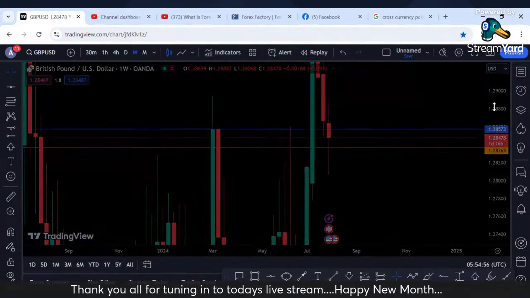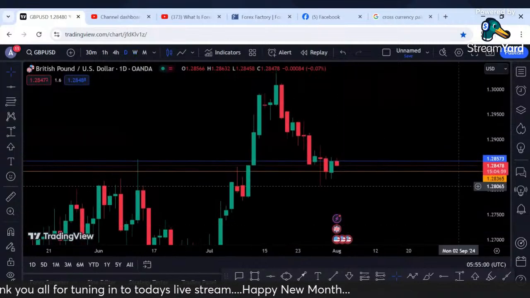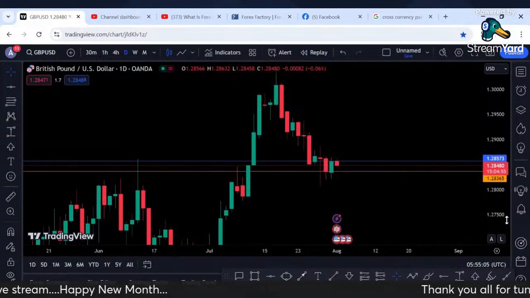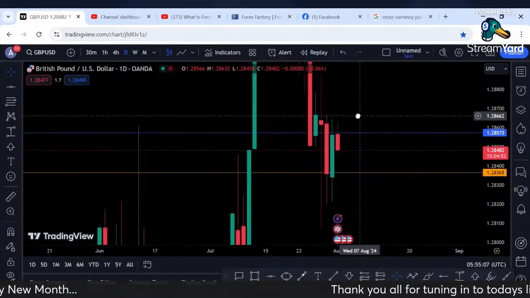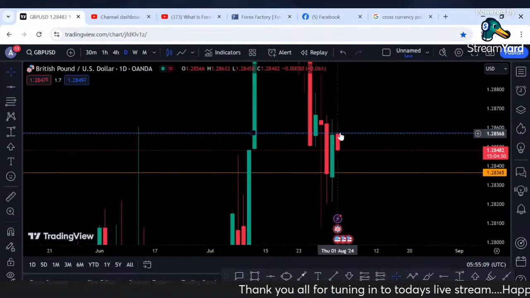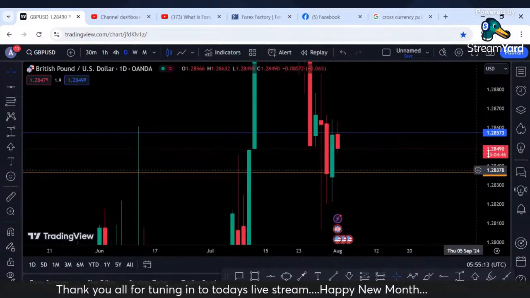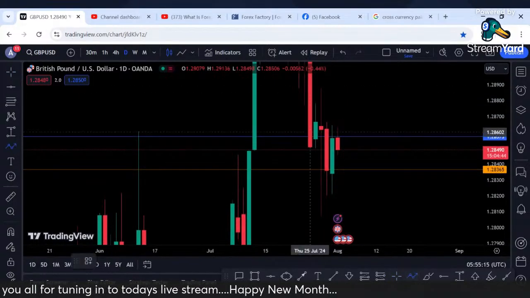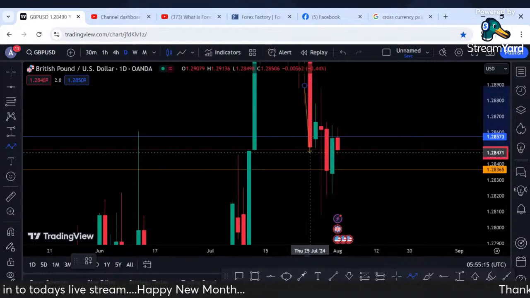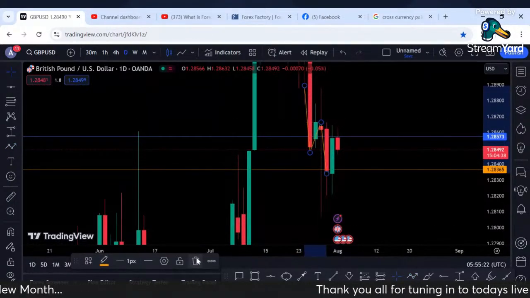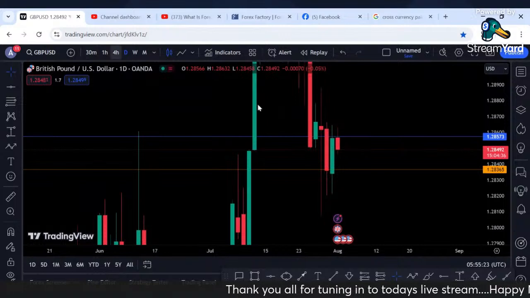So on the daily time frame, you can see clearly that the daily time frame since last week has been a downtrend. It has retested this weekly area of interest. You get it, and the daily time frame too has done a break, a retest on the key area.